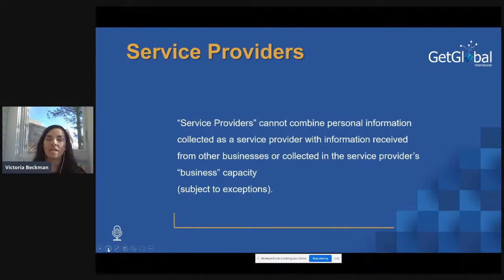So I think this standard is a little bit higher in that you have to separate the information that is solely for the business, as a business provider in that capacity, just to comply with that contract.